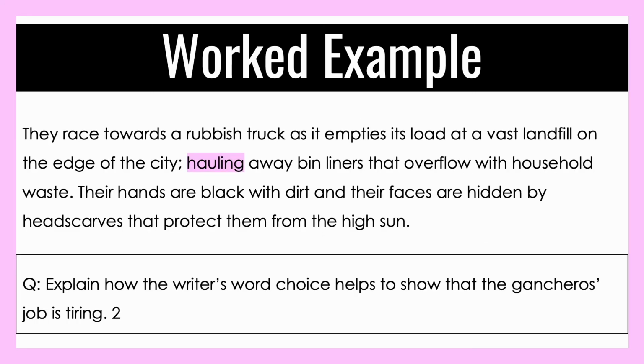So here we have a worked example. So they race towards a rubbish truck as it empties its load at a vast landfill on the edge of the city, hauling away bin liners that overflow with household waste. Their hands are black with dirt and their faces are hidden by headscarves that protect them from the high sun. The question is, explain how the writer's word choice helps to show that the ganchero's job is tiring. So we're looking for something in there that would suggest that they do a lot of physical labour, there's a lot of stuff to deal with, that it's a particularly long day. And so the word that I've highlighted is hauling, because that has some of those connotations.